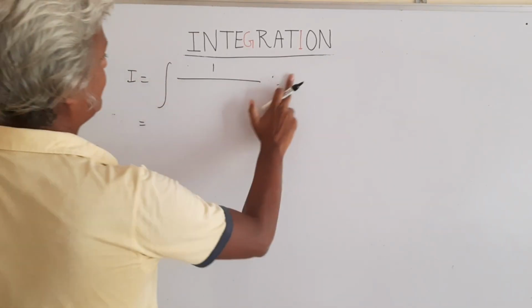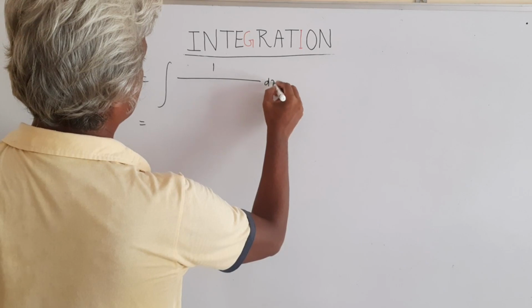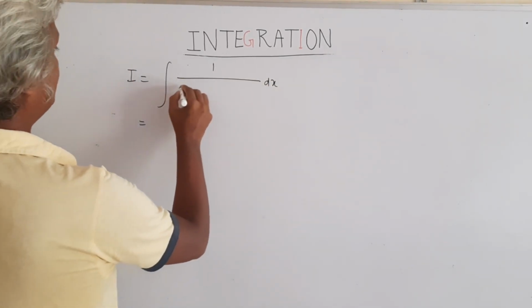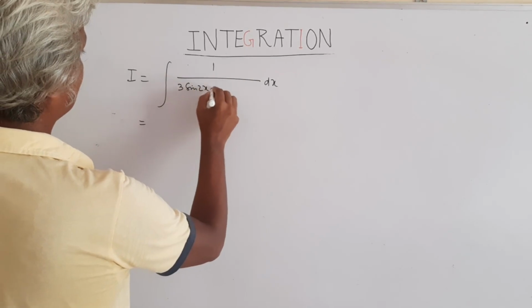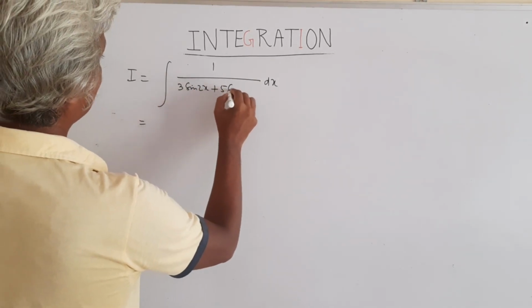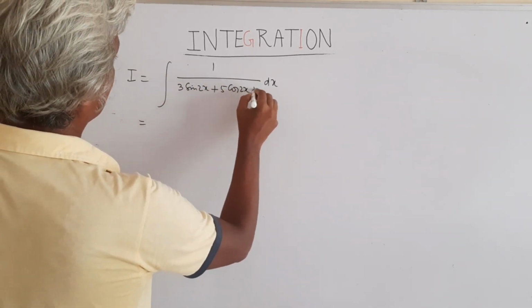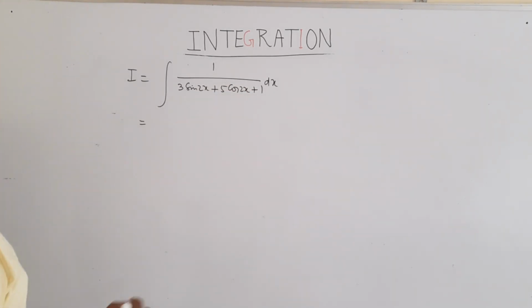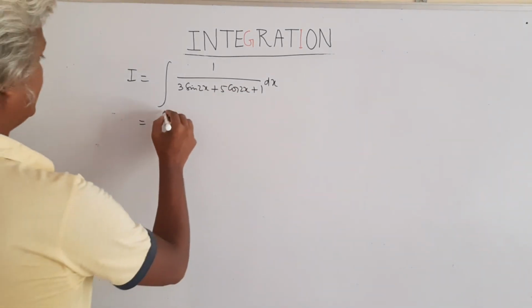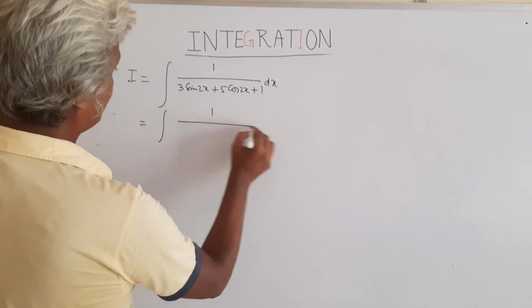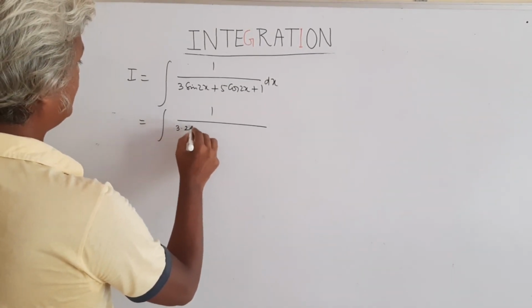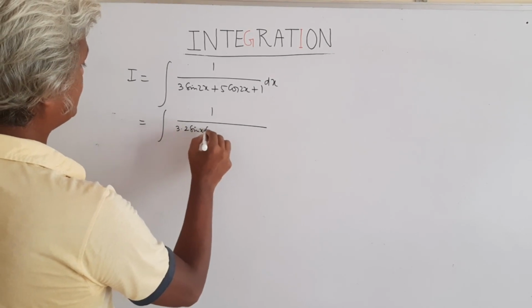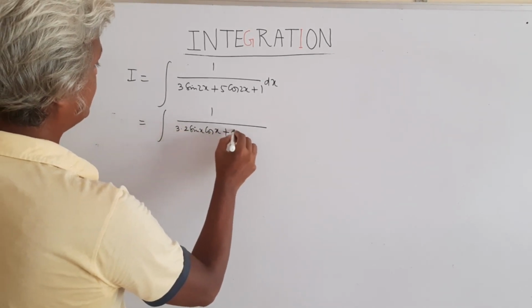Suppose if I want to go for dx. Suppose this time I have the form 3 sine 2x plus 5 cos 2x plus 1. Then how will you solve this question? Again, at the place of sine 2x you write 2 sine x cos x, 2 sine x cos x plus 5.